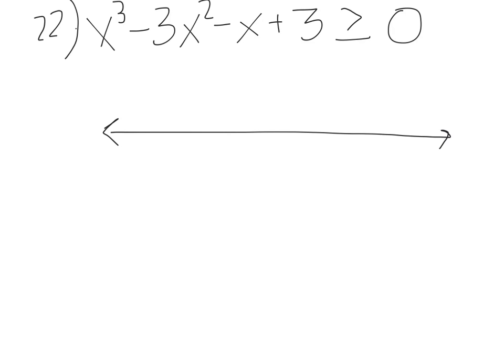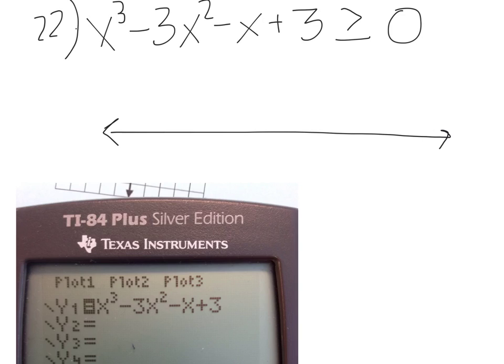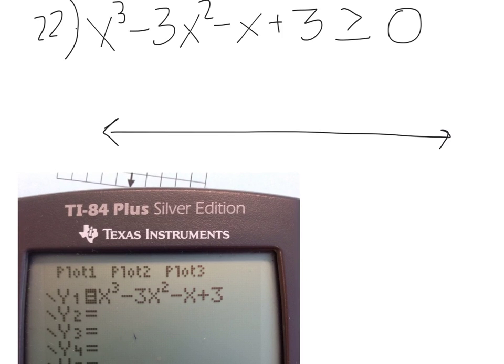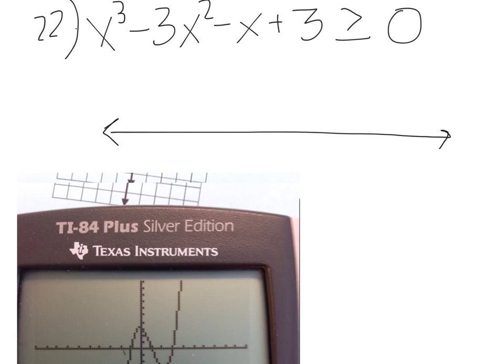And it says to use my graphing calculator, so I'm going to get out my graphing calculator. If I go to the y equals screen, by pressing my y equals button right here, then I'm going to type in my equation x cubed minus 3x squared minus x plus 3, and then I'm going to hit this button over here on the right that says graph. When I hit that graph button, something like this is going to come up.